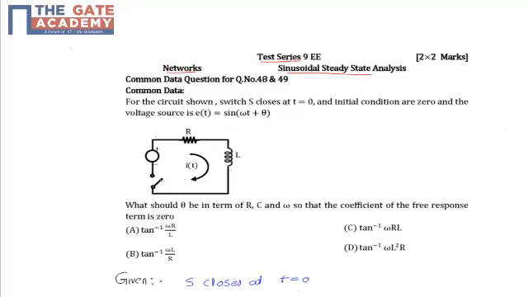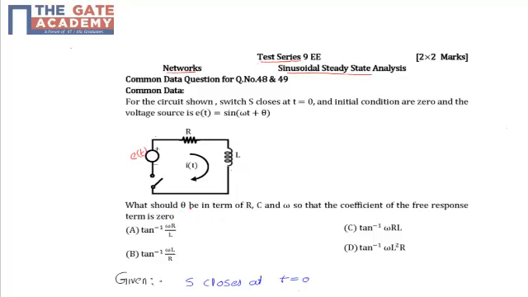At t equal to 0 the switch will be closed and the initial conditions are 0, and the voltage source e of t is given as sine of omega t plus theta. The network is like this: a resistor is in series with the inductor.